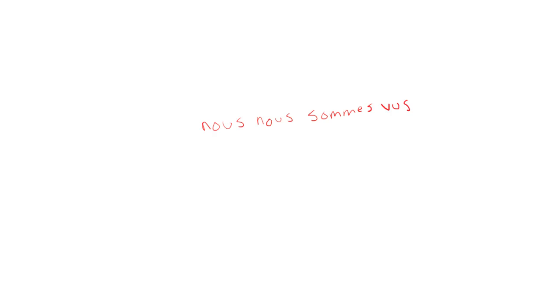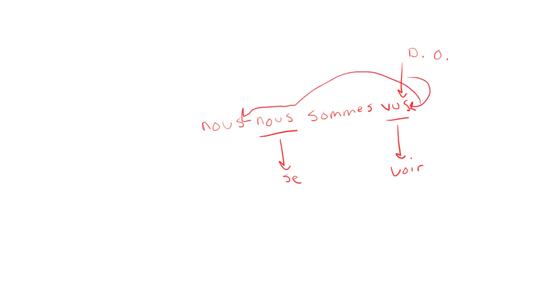So like, nous sommes vus, there's an s at the end of vus. Vu is the past participle of voir, so you add an s. So there's voir, and this is from se. It takes a direct object. You add an s, which comes from the agreement with the subject, which is nous. And yeah, that's pretty much it.